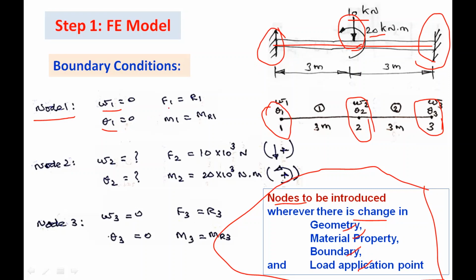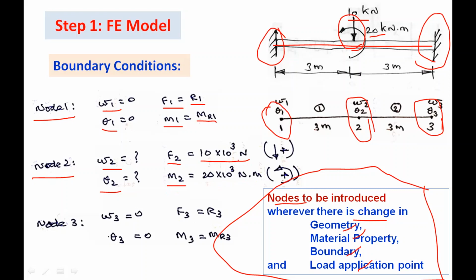So we will get the force component as a reaction force R1 and the moment as a reaction moment, which we denote as MR1. At node 2, we have W2, an unknown displacement, and theta 2, an unknown slope. We have to find these out.